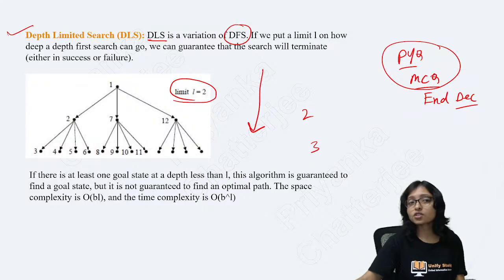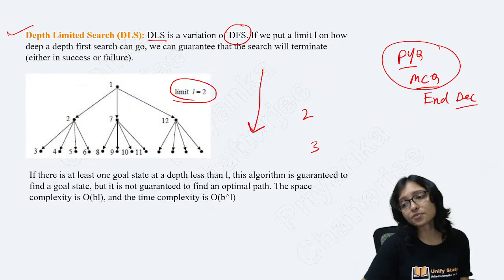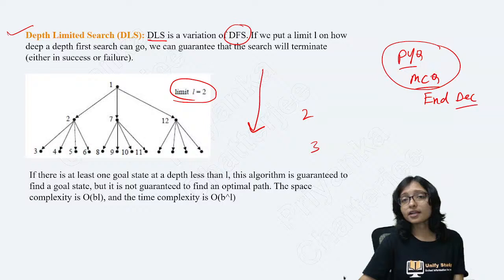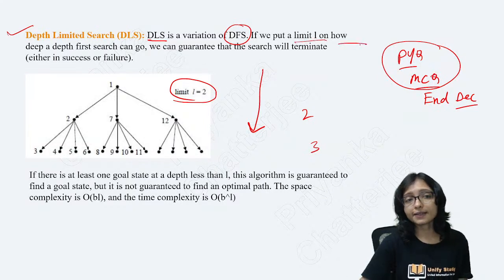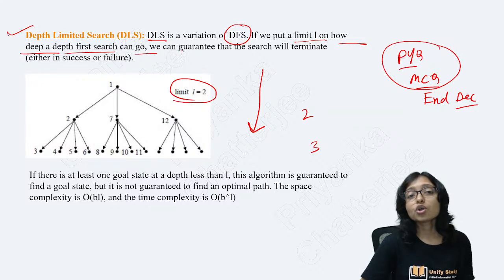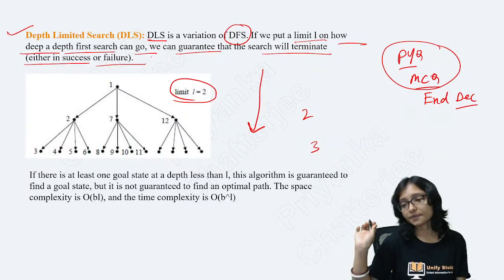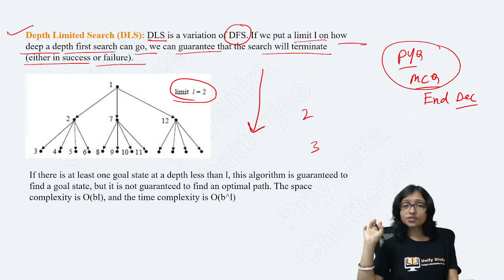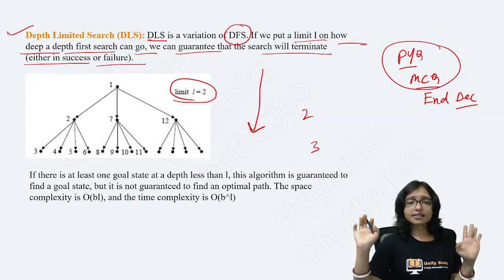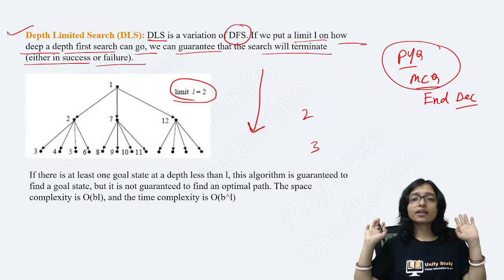Any other difference is not there. Same as depth first search, the only difference is the limit L, how deep the depth first search can go. So we can guarantee that the search will terminate with either success or failure. Either I get success or I do not get success. Till this depth you can go.